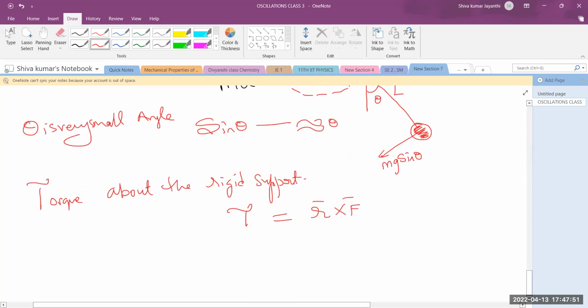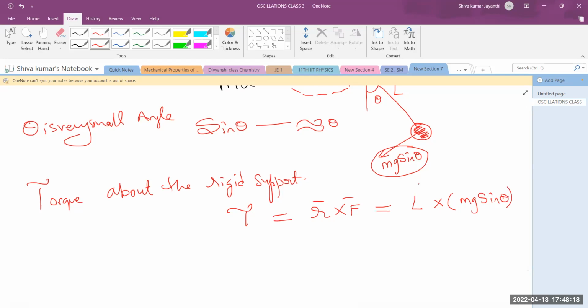So torque about the rigid support is given as R cross F. Here R represents the radius vector, which is actually L. And here F represents this one. R cross F means L cross mg sin theta. Understood? So that is the torque. The torque about the rigid support is entirely provided by the tangential component, or the restoring component.